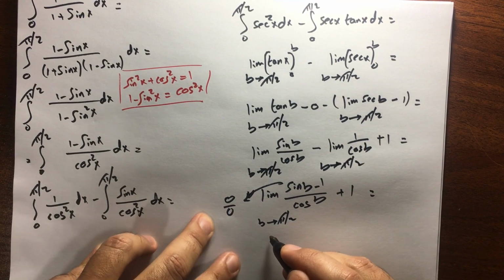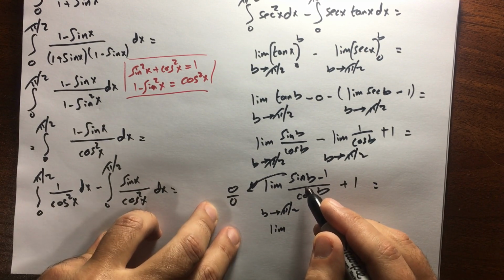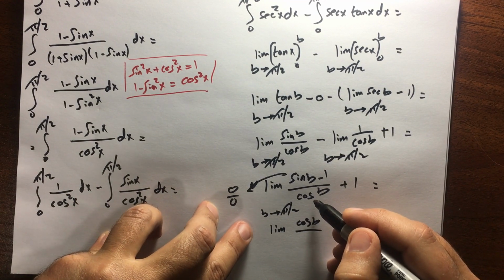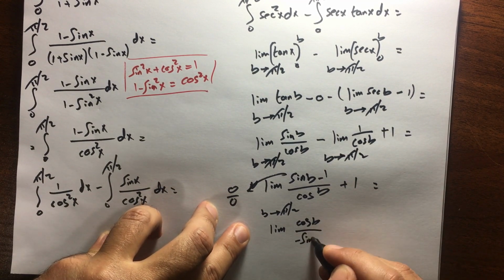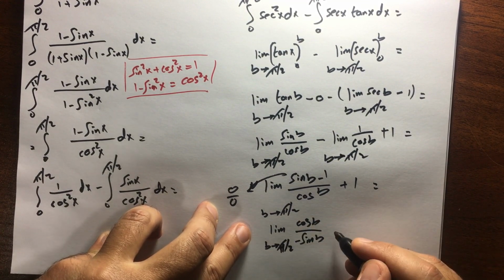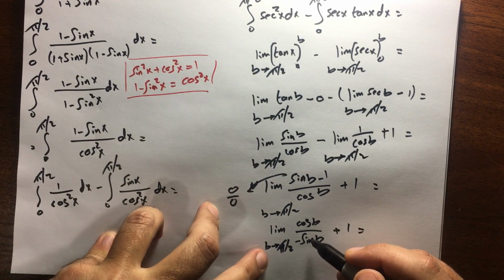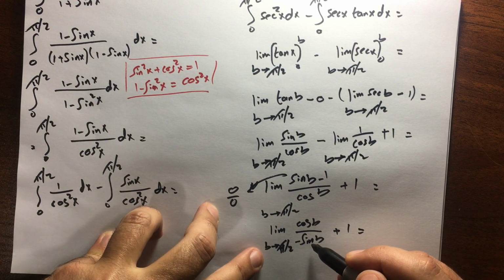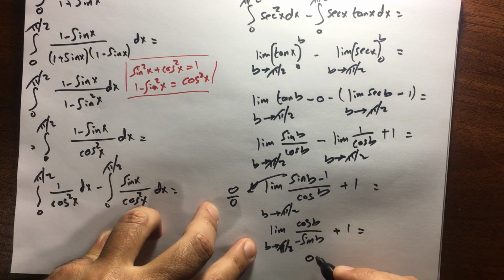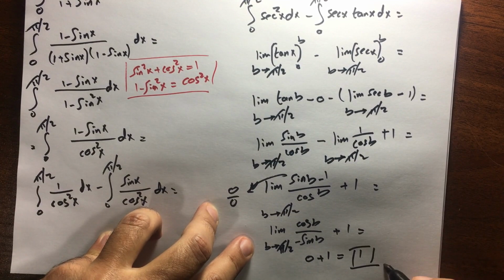So this equals the limit of the derivative of the numerator, which is cosine b, over the derivative of the denominator, which is negative sine b, as b goes to pi over 2, plus 1. Cosine of pi over 2 is 0, over sine of pi over 2, which is 1. So we have 0 over negative 1, which is 0, plus 1, and this equals 1, and this is the final answer.